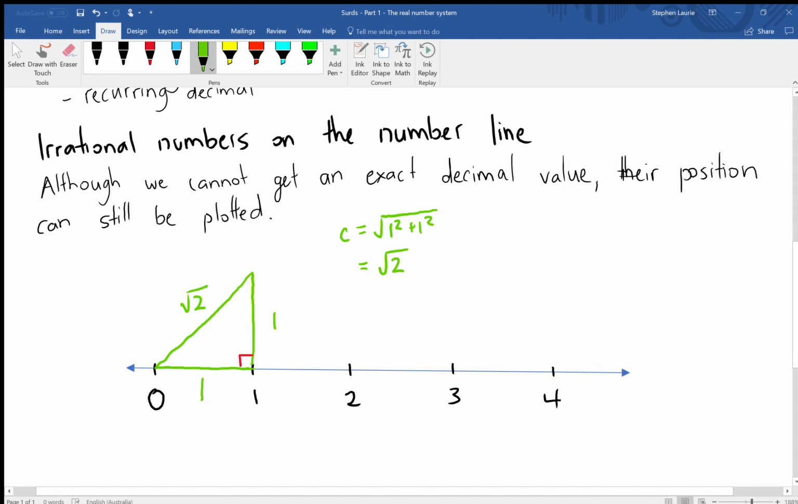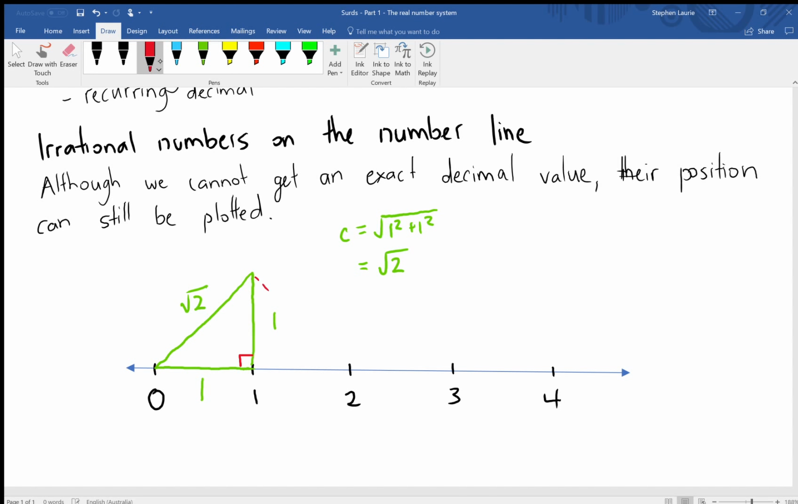Okay, so the square root of 2, we've already talked about how that's an irrational number though. But we can see it's got a length here, and if we took that hypotenuse and just laid it down flat on our number line, it would end up around here somewhere. So we've just shown that we can plot the square root of 2.